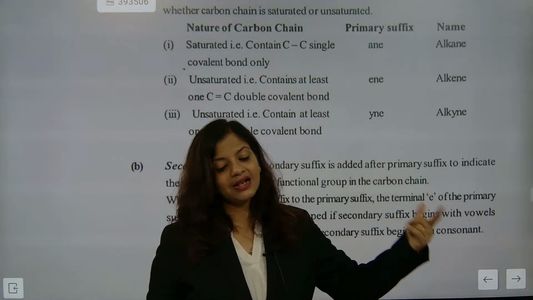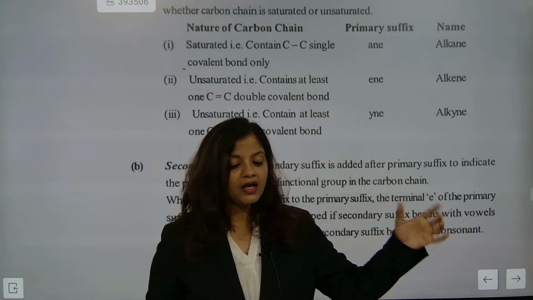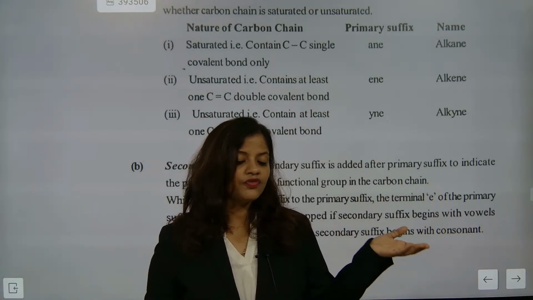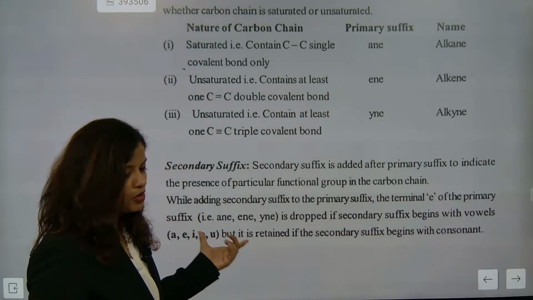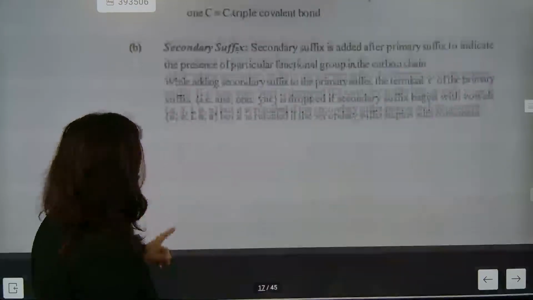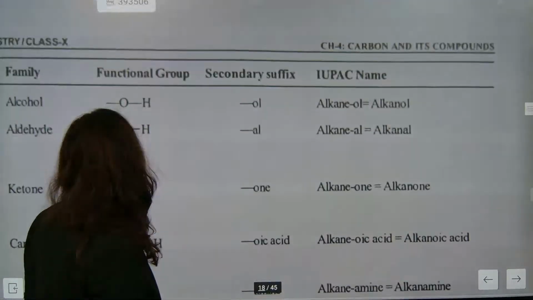Secondary suffix means aldehyde is there. So in aldehyde, A is a vowel. So definitely from the primary suffix we have to remove E. This is most important. Remember this part. At naming time we will check that part and I will explain it.